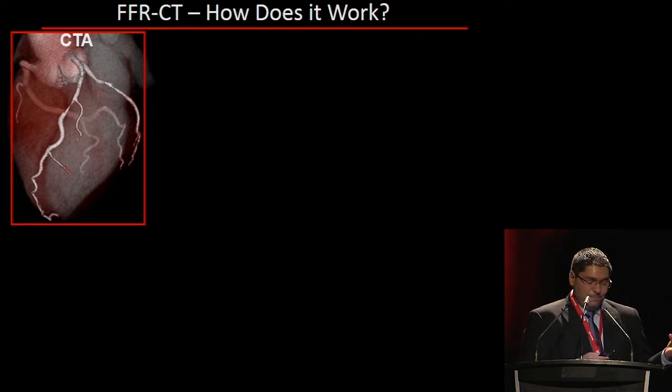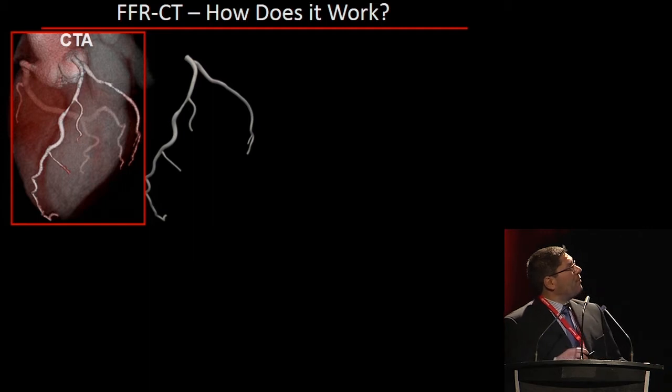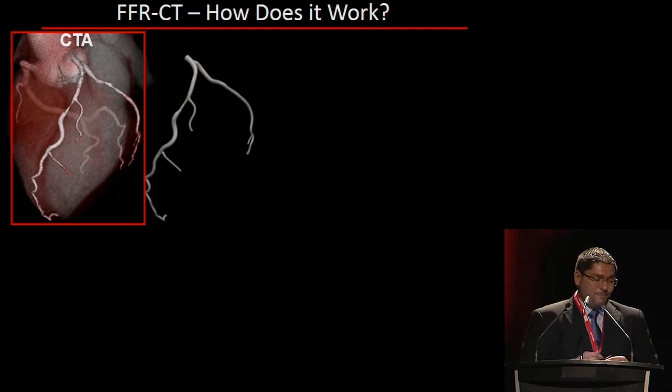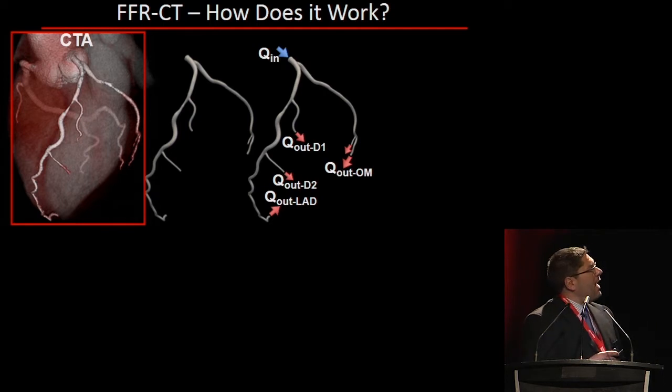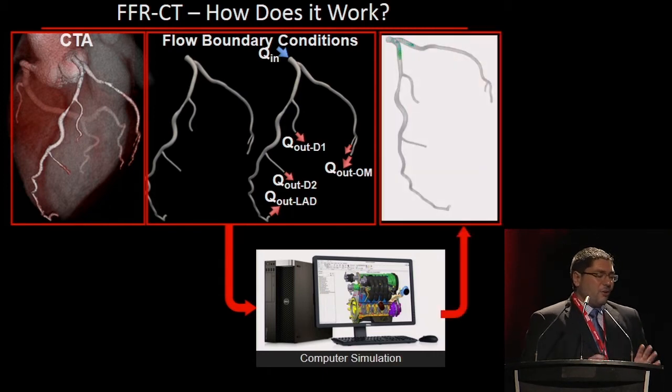Well, you take the images, and from the images, the first thing you do is determine what the pipes that will carry the flow are. What's the coronary lumen? And you make a computer model of those pipes. The next thing you need to do is figure out how much blood needs to go inside that pipe and how much needs to come out of each one of its branches, the left circumflex and the LAD. Once you have those two pieces of information, which are called flow boundary conditions, you can give them to a computer, and the computer will solve the so-called Navier-Stokes equations, which are the equations that determine the motion of fluid.